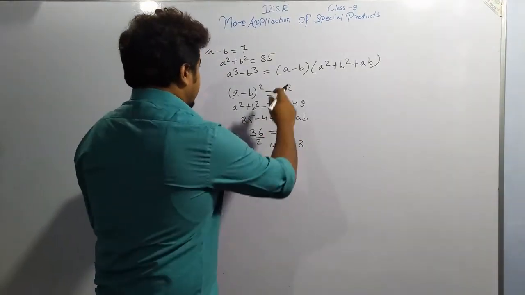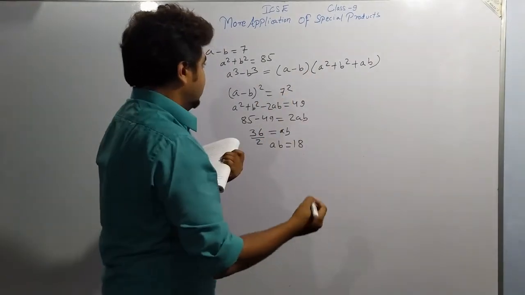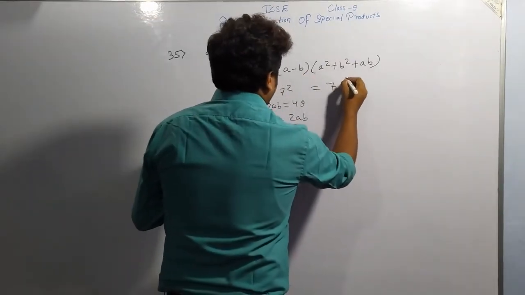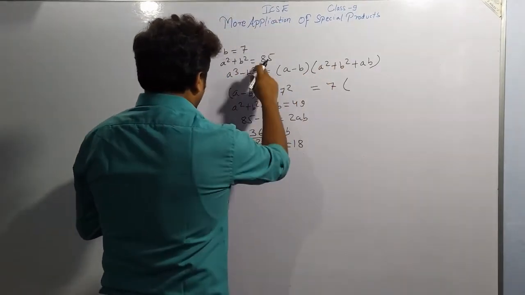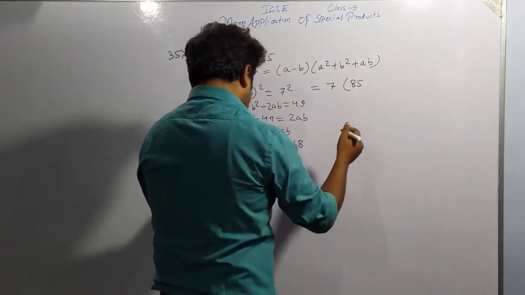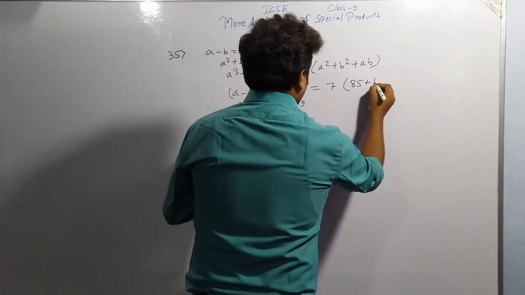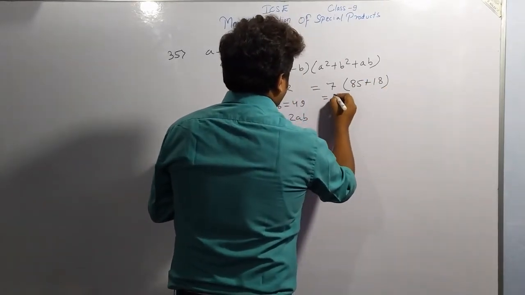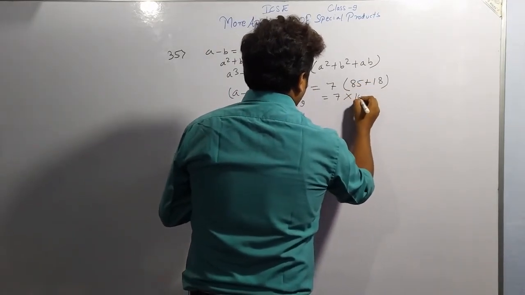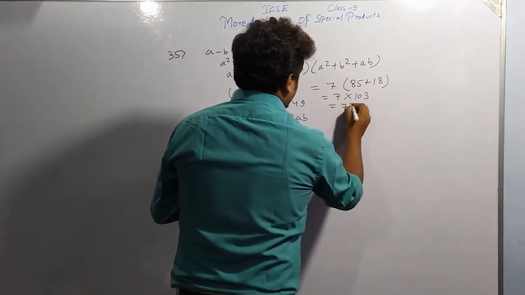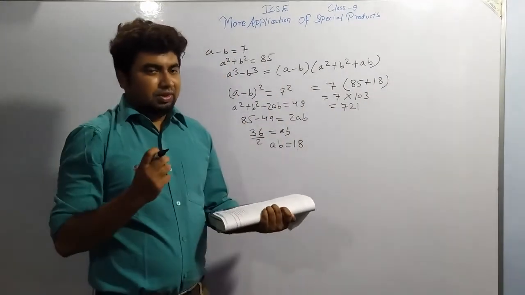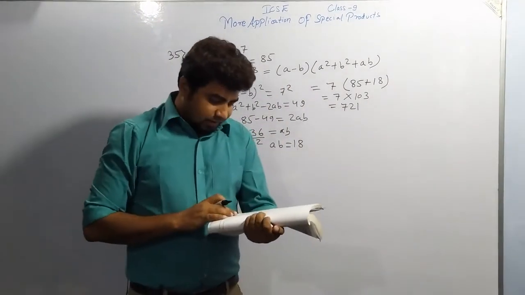Now we have to find the value of A cube minus B cube. So from here we'll be substituting A minus B is 7, and A square plus B square is given to us as 85, and this value AB we found is 18. So this is 7 and this is 85 plus 18. 85 plus 18 is 103. So we are getting equal to 721. So from here we are getting the value of A cube minus B cube is 721. So this is question number 35.